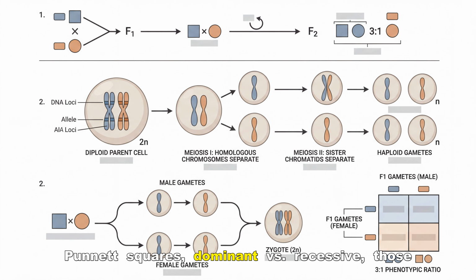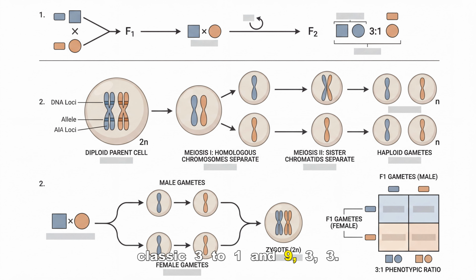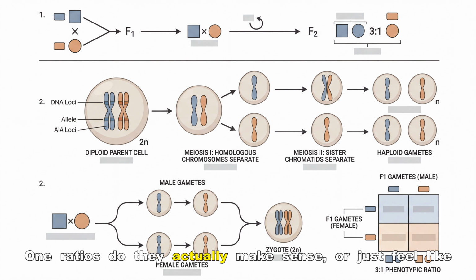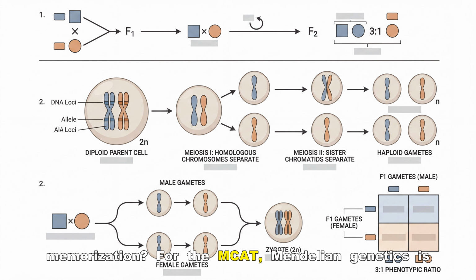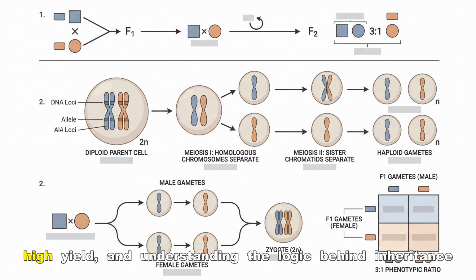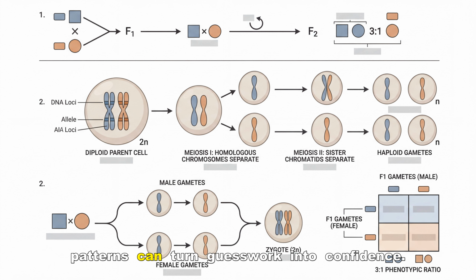Punnett squares, dominant versus recessive, those classic 3:1 and 9:3:3:1 ratios. Do they actually make sense, or just feel like memorization? For the MCAT, Mendelian genetics is high yield, and understanding the logic behind inheritance patterns can turn guesswork into confidence.